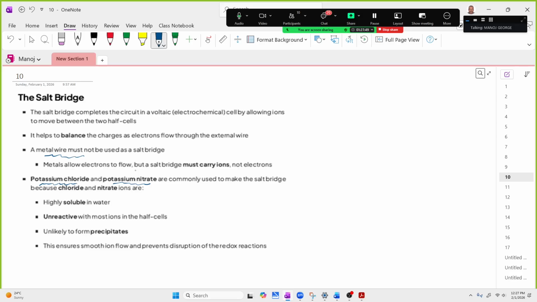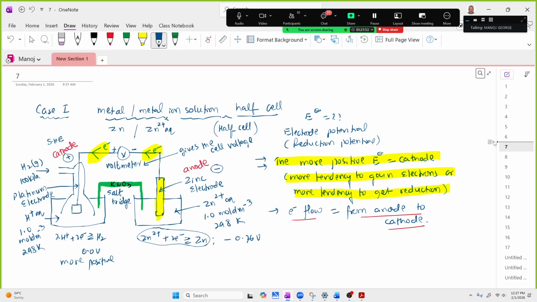So I'm done with case 1. Case 1 is when a metal is in contact with its solution. All you have to do is learn the diagram of case 1. Of course, you also have to learn the diagram of the SHE. That definitely has to happen.